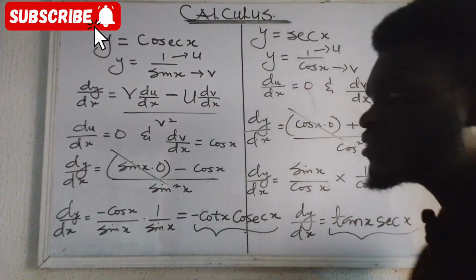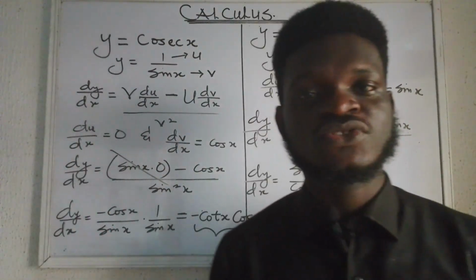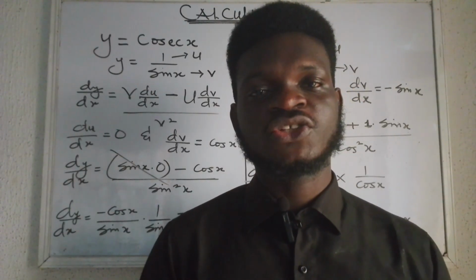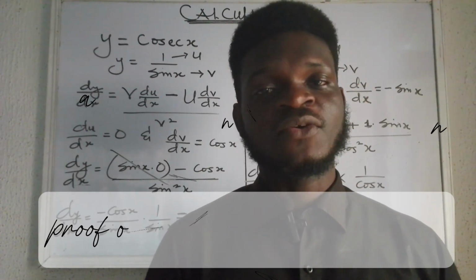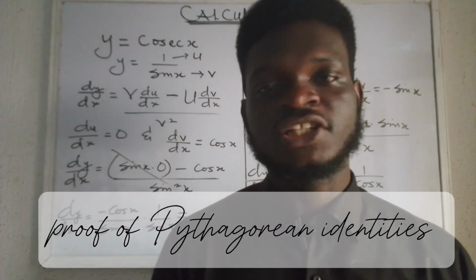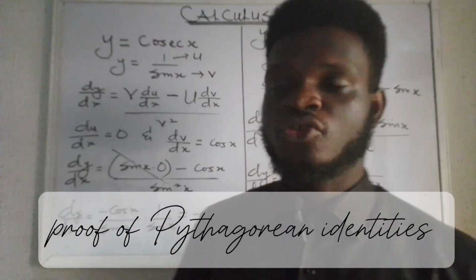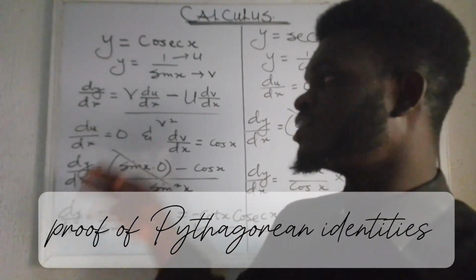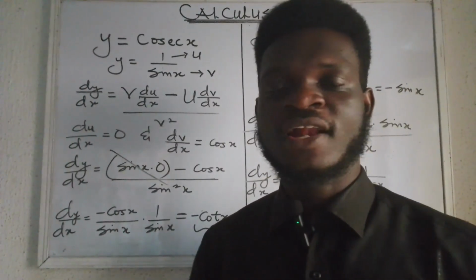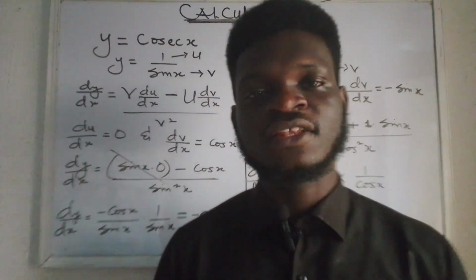If you're not familiar with all these identities that are used in this video, check one of my videos, which I will drop the link to in the comment section, titled Proof of Pythagorean Identities. If you check that video, it will broaden your understanding and knowledge about what I did here. Once you watch that video, you understand how these trigonometric identities came about. You can come back to this video and I bet you are going to understand every single thing that was done here.